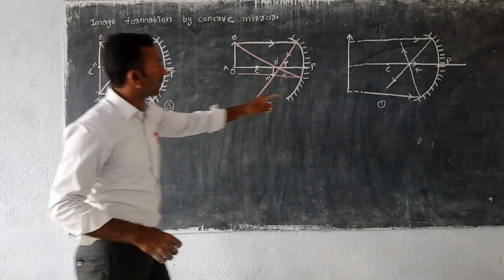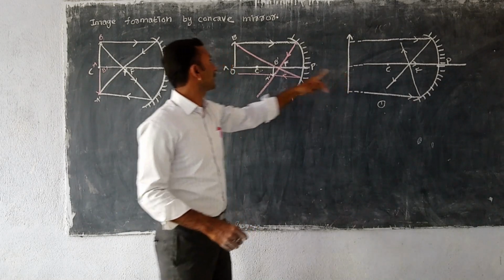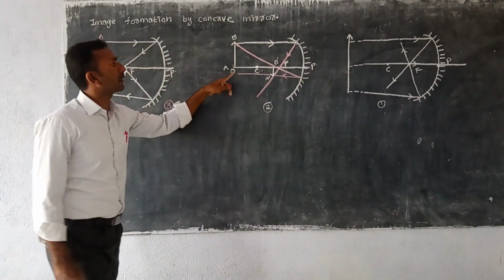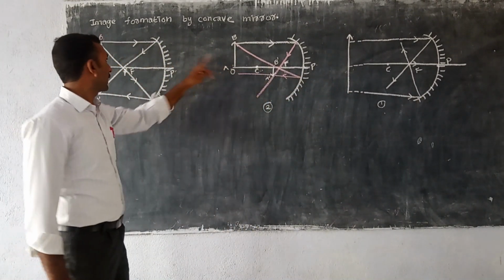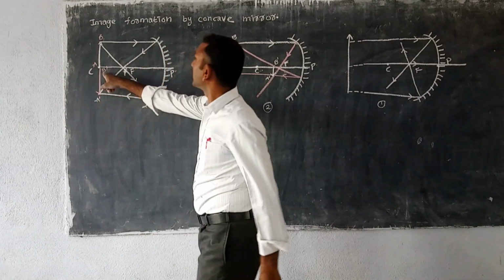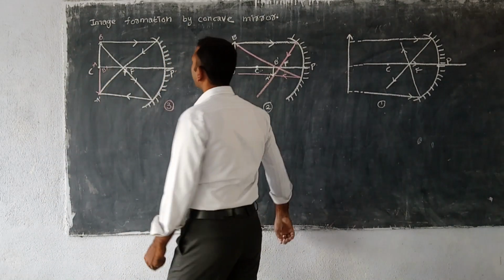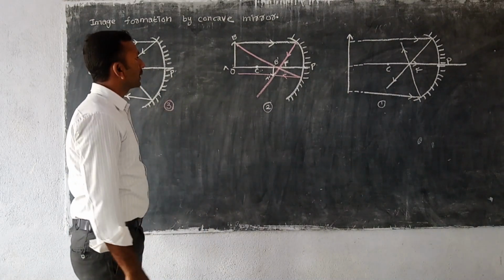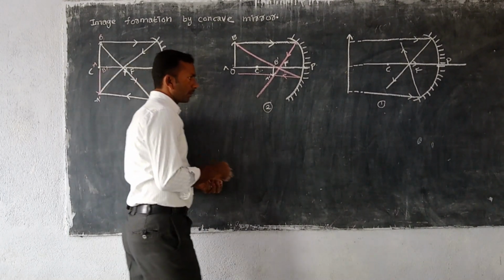Now we are taking another light ray, another concave mirror. In the first case we kept the object at infinity distance, in the second case we kept the object at the center of curvature. Now we are taking the object between the center of curvature and the focal point.